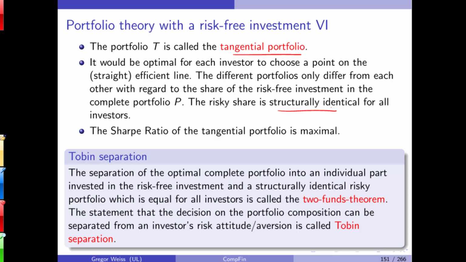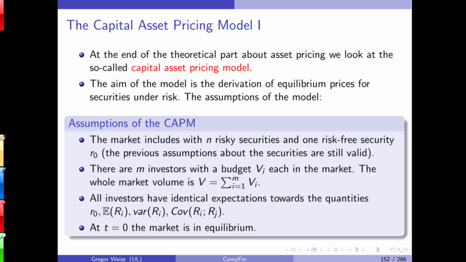So the separation of the optimal complete portfolio into an individual part invested in the risk-free investment and the risky part, the stock portfolio. This is the two funds theorem, or the Tobin separation, the statement that the decision on the portfolio composition can be separated from an investor's risk attitude.